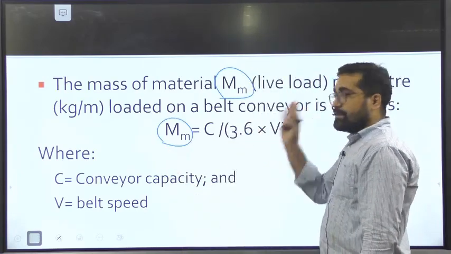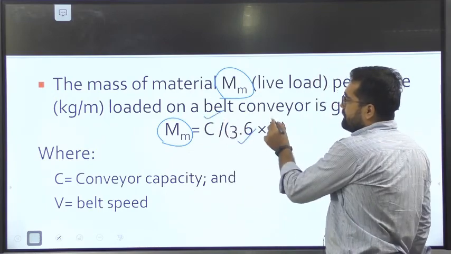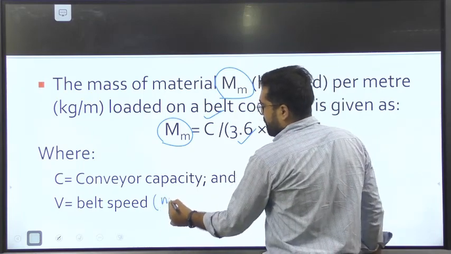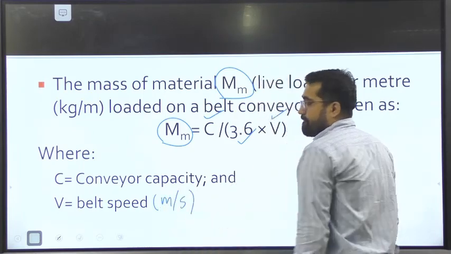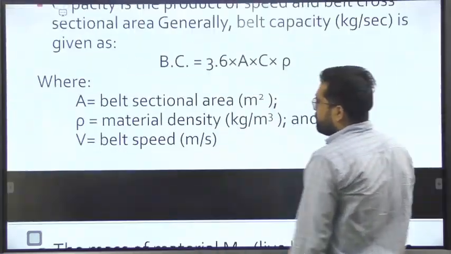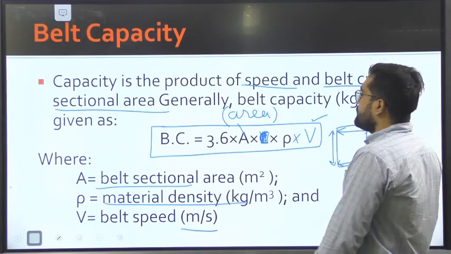Now C was the conveyor capacity we have found out previously. 3.6 is the constant parameter, and V is the belt speed in meters per second. C is the capacity we have found out from the previous equation. From this equation, what is the capacity in kg per second?